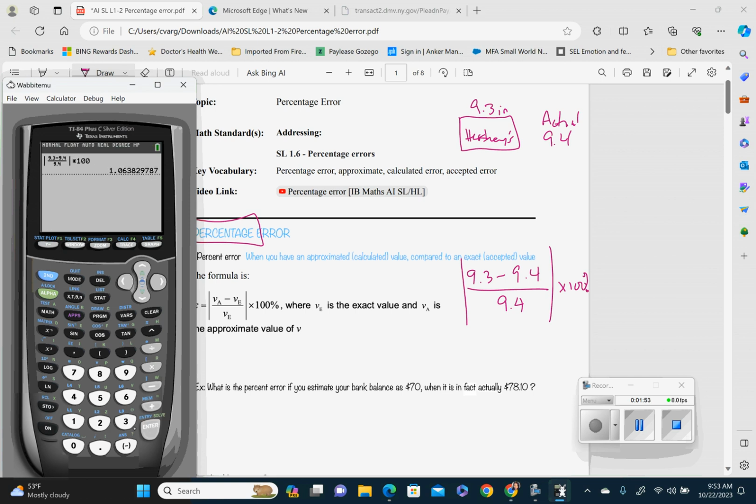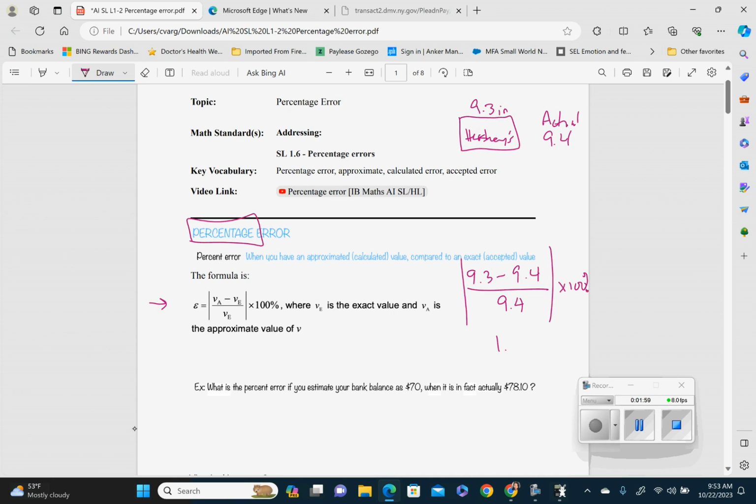So this is 1.06, so 1.06% off. That's how much I actually was off, okay? So this gives you a good idea of what the formula is.